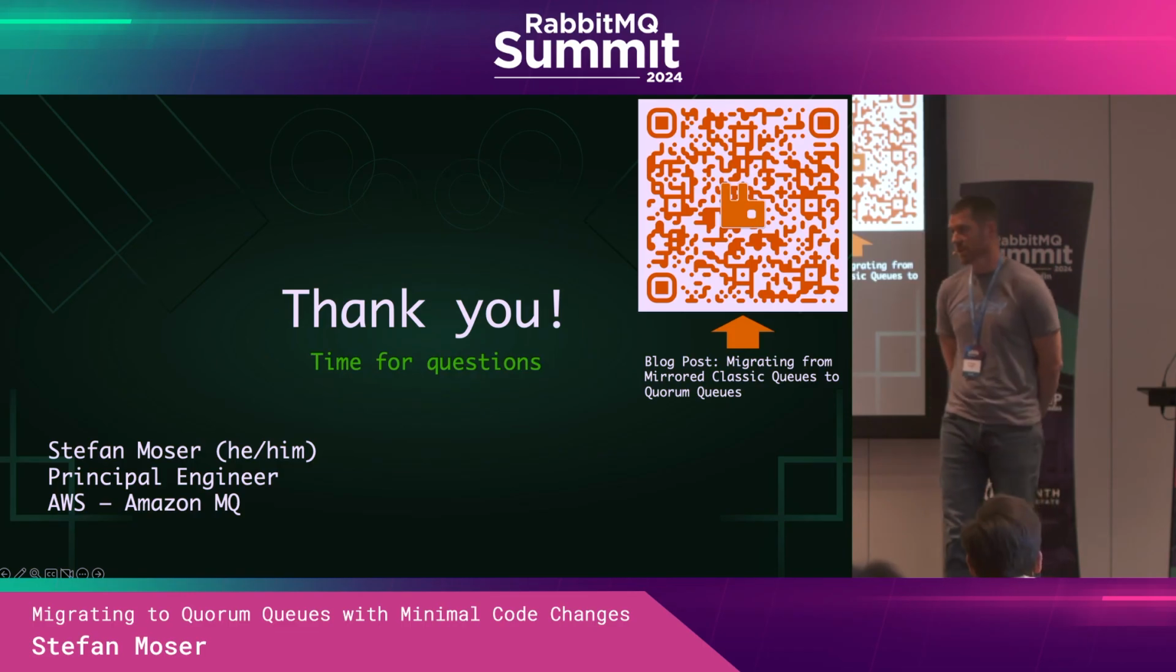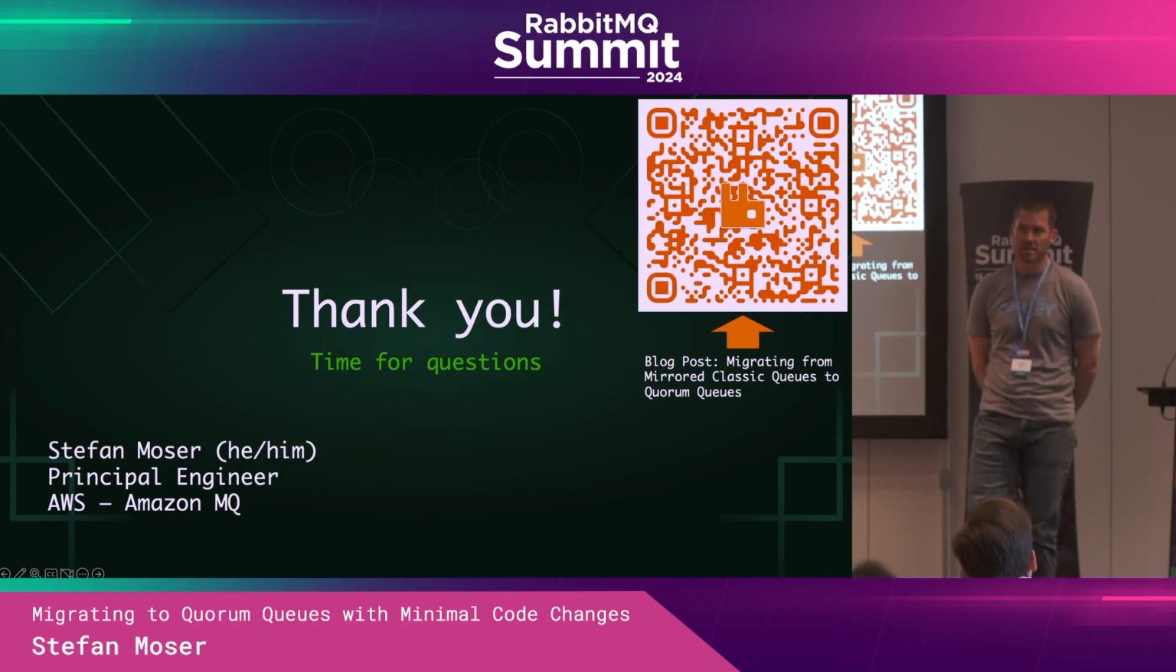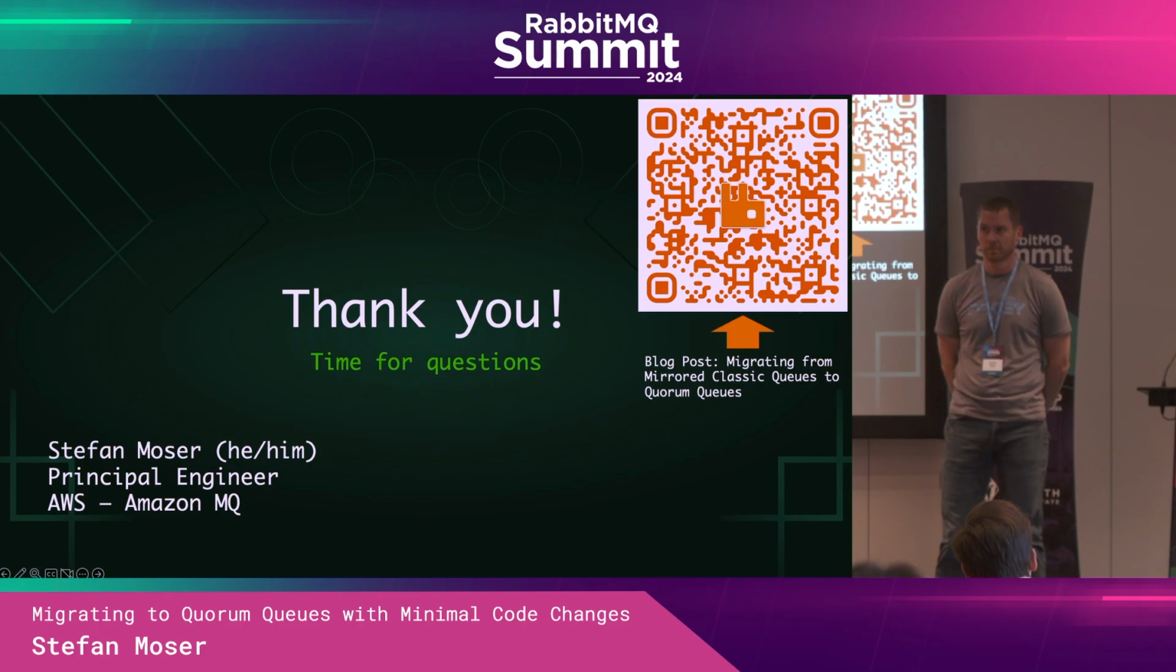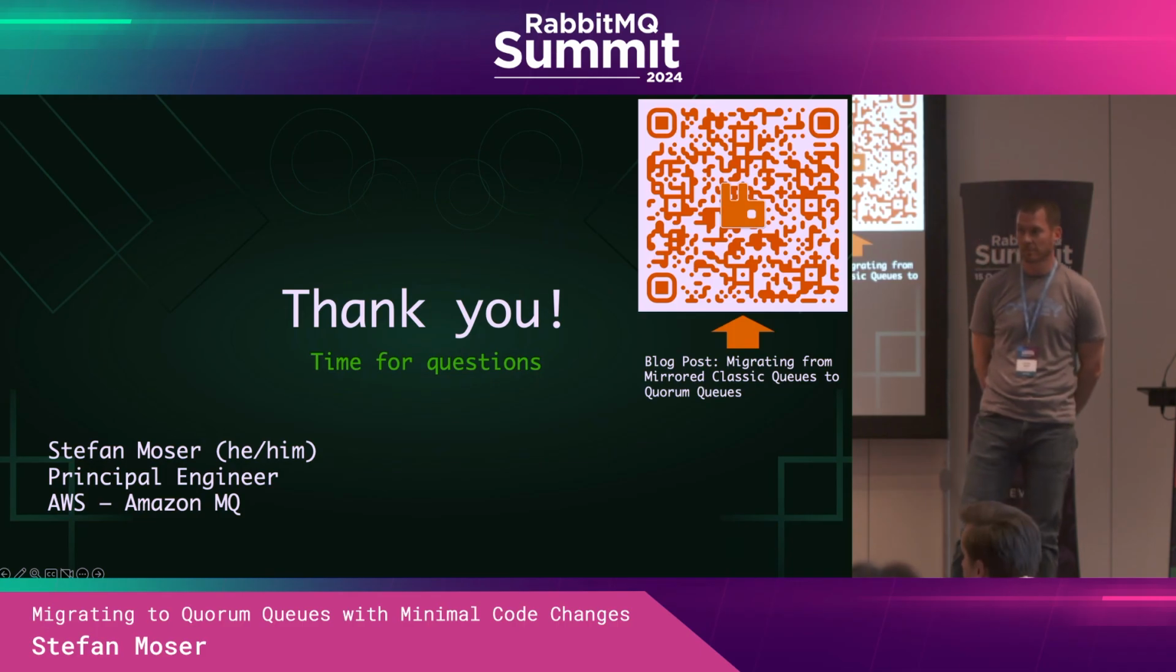You would have noticed that the consumer latency was generally faster on classic mirrored queues, except those erratic spikes. So it is a little bit different, but there's also has been a lot of improvements in quorum queues between 3.10 and 3.13. So I wouldn't be surprised if we did see latency improvements in there as well. Okay, thank you so much.